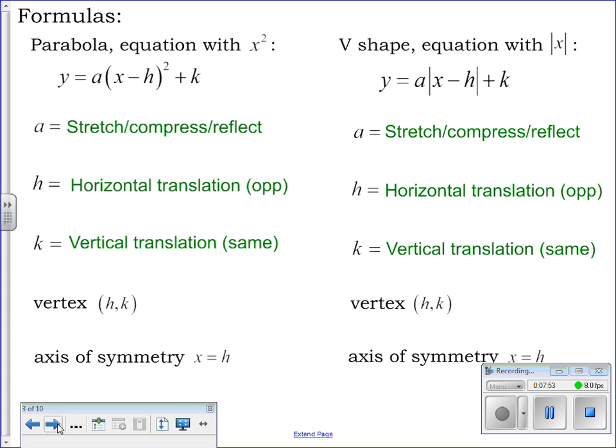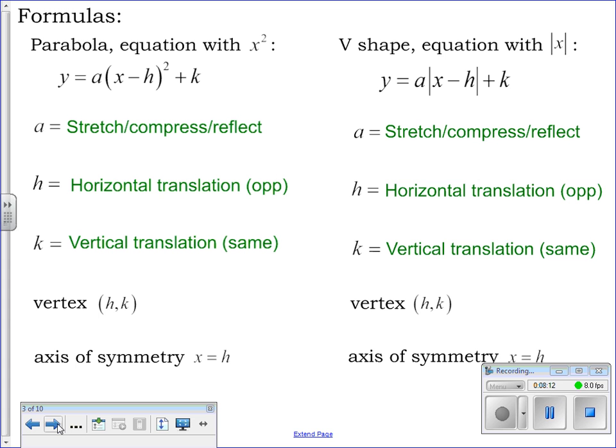And the same thing holds exactly the same for the absolute value. The only difference between the absolute value and the parabola as far as changes go, the only difference between the graphs, this is a U, this is a V. Those are the only differences.